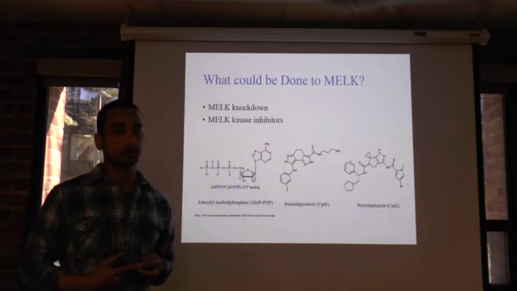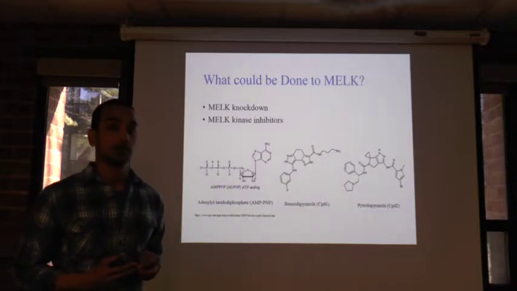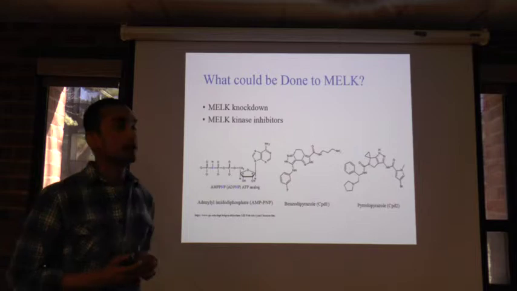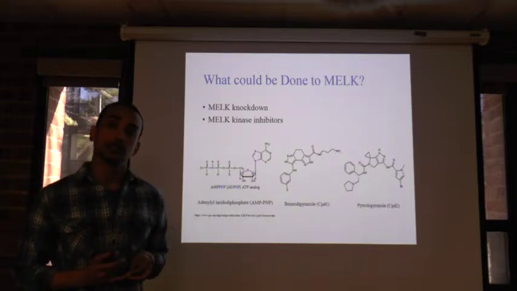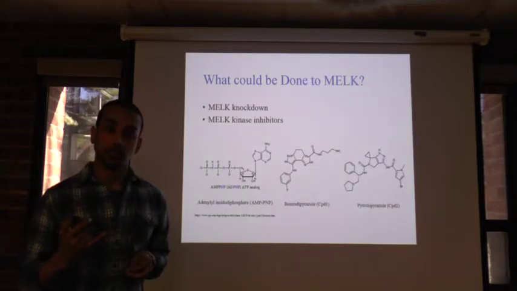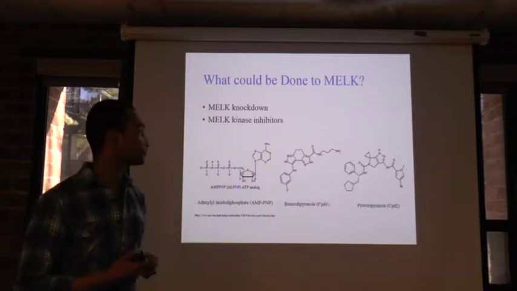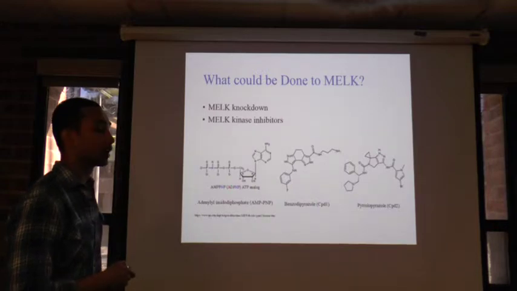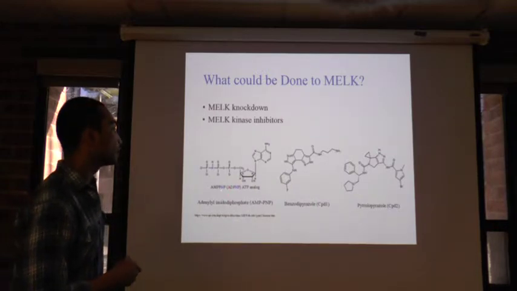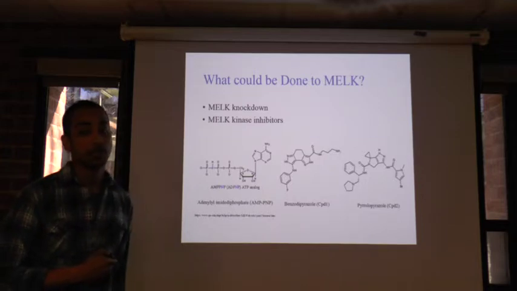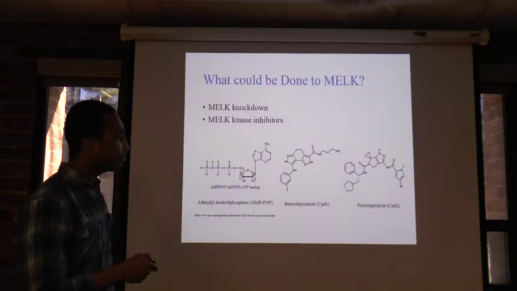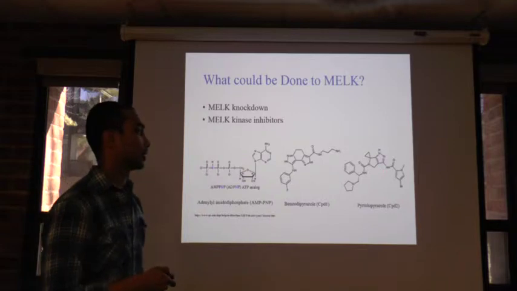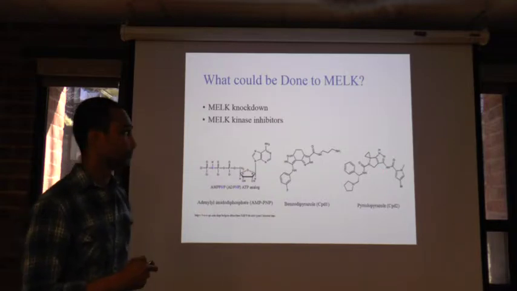So what could be done to MELK? Now, knocking MELK out completely is not a good idea, as it is important in cell cycle regulation, but inhibitors could be introduced to suppress its activity in tumor-related cells. So what are the inhibitors out there? There's AMP-PNP, which is an ATP analog, a competitive inhibitor of ATP. The difference between ATP and AMP-PNP is that there's an amide group in AMP-PNP, which stands for adenylyl imidodiphosphate. The other two inhibitors are benzodiazepyrazole and pyrrolopyrazole, also known as CPD1 and CPD2.